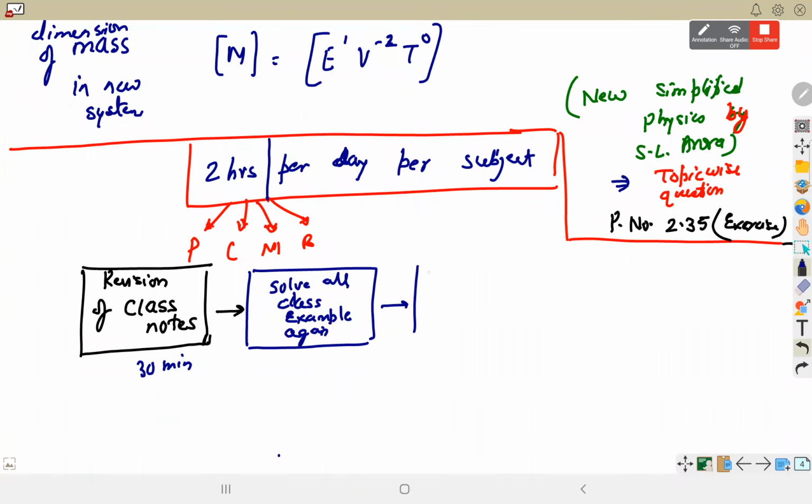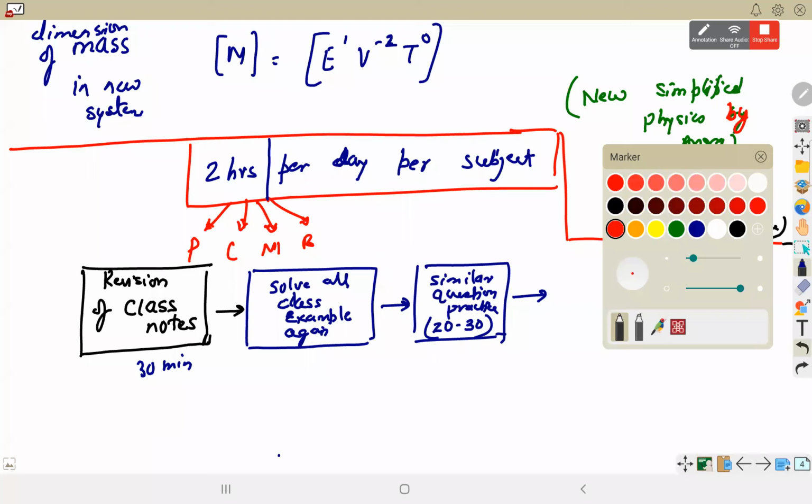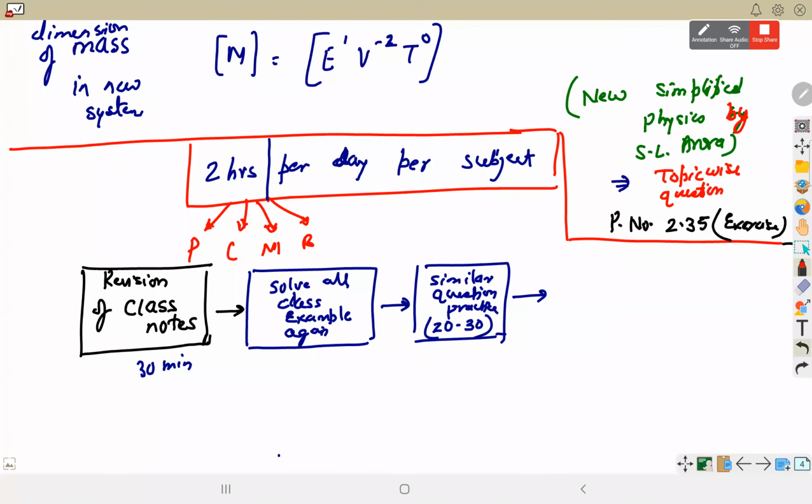And then a similar exercise like the one I gave today, or if you have any other book, you can ask me which similar questions to practice. And again, as a thumb rule, if you want to be very good, you are supposed to do a minimum of 20 to 30 questions every day, including new numerical questions, theoretical questions, and conceptual questions. This will again take 30 minutes, and this may take 1 hour. And then after those, the solution of similar questions.